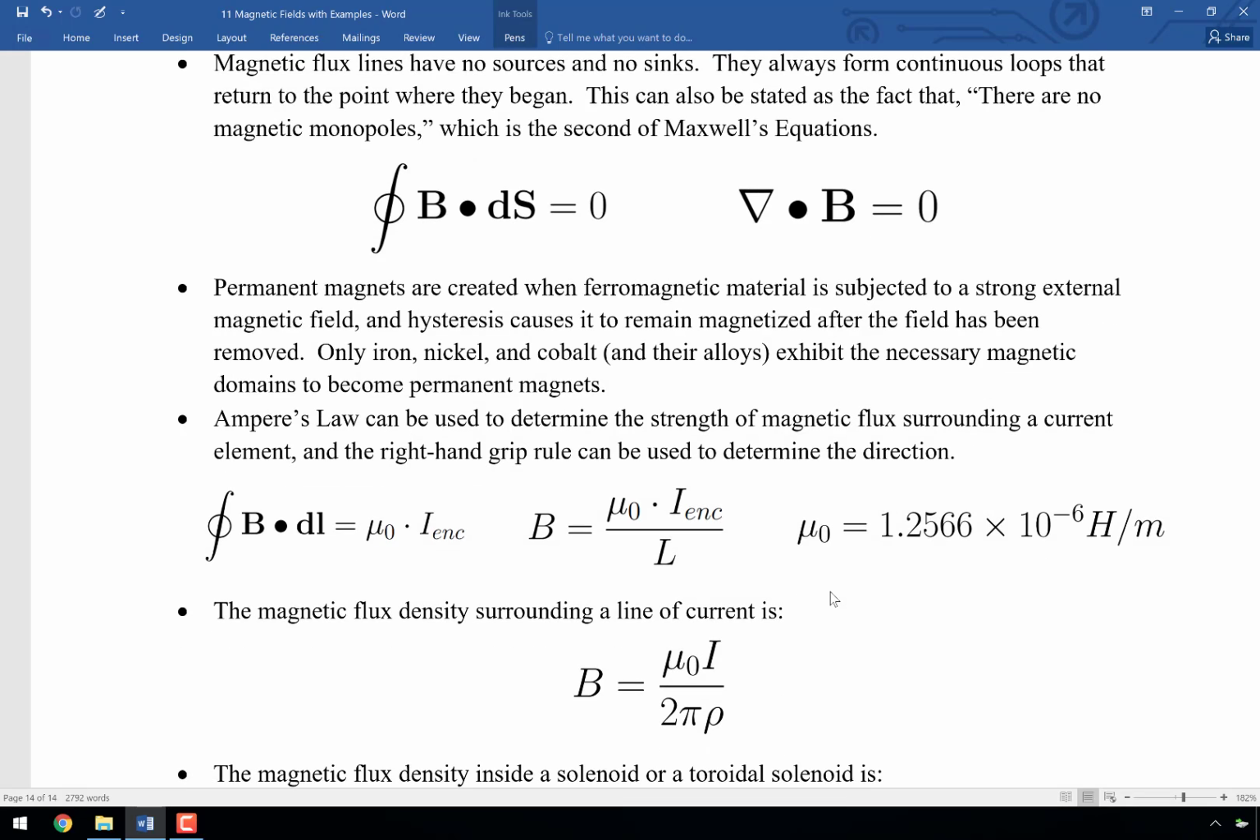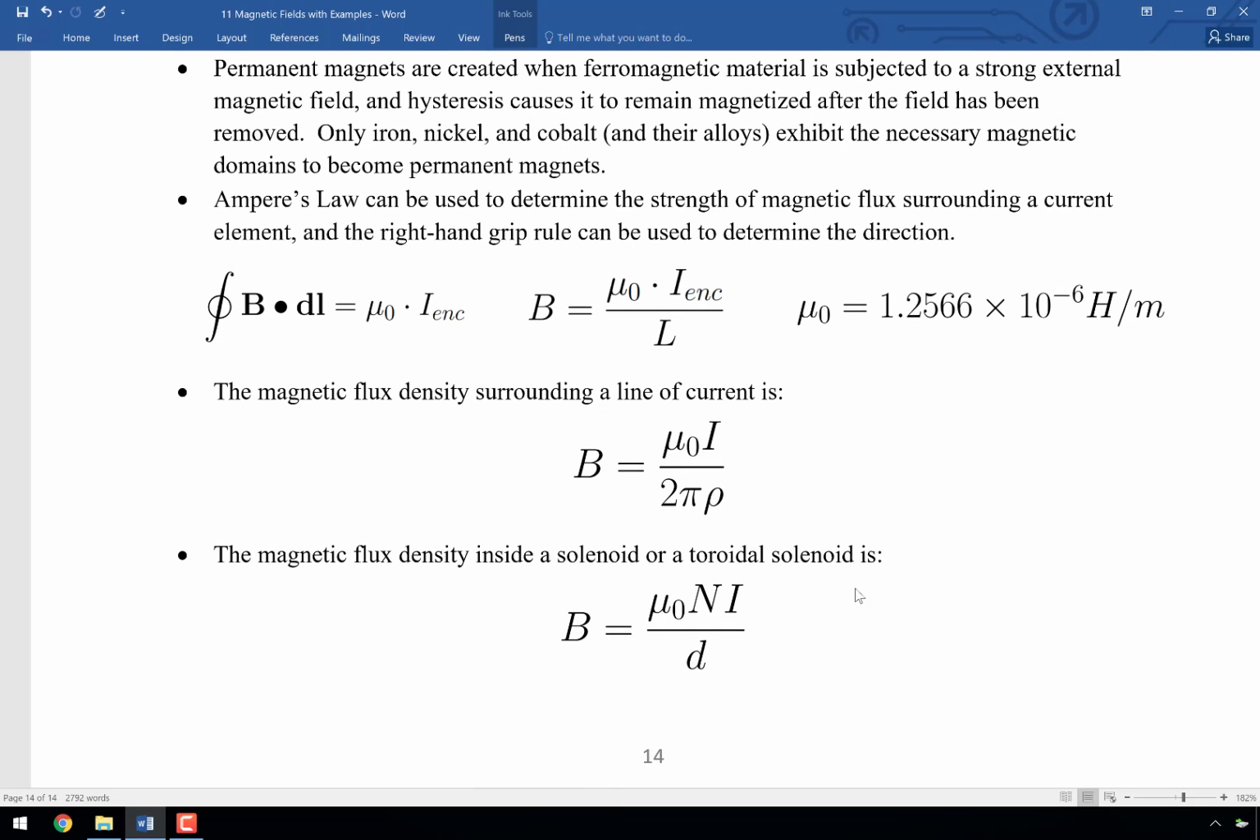Permanent magnets are created when ferromagnetic material, iron, nickel, cobalt, is subjected to a strong external magnetic field, possibly with heat, possibly with physical vibration as well. And hysteresis will then cause the domains to tend to rotate and align in the same direction as the externally applied magnetic field. Hysteresis will then cause that to remain, or substantially remain, even after the magnetic field has been removed. And only ferromagnetic materials will do that.